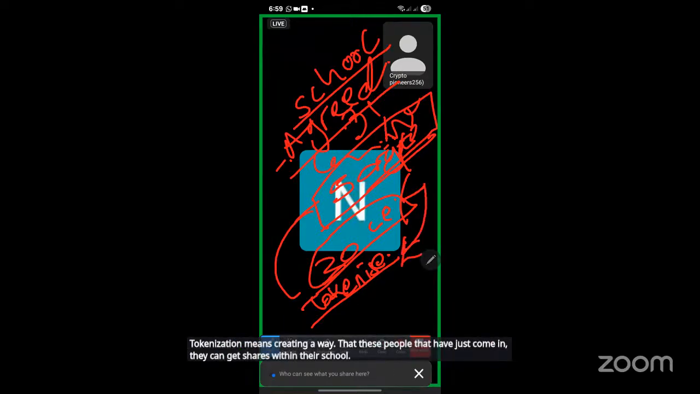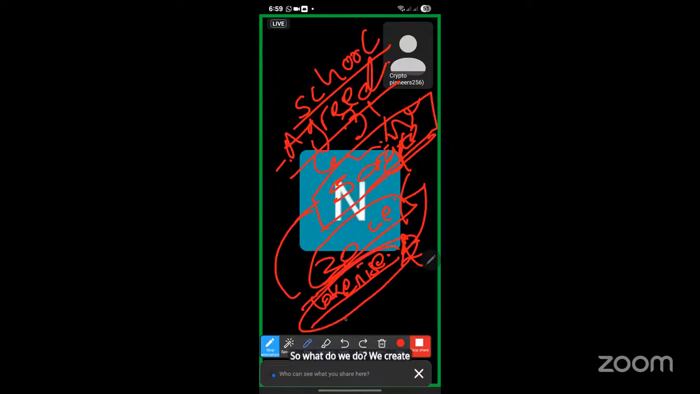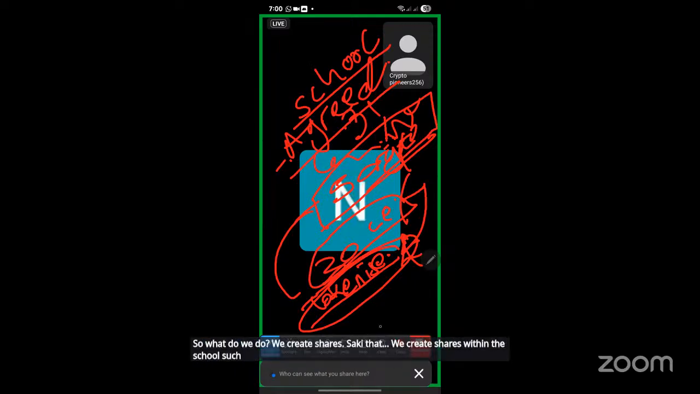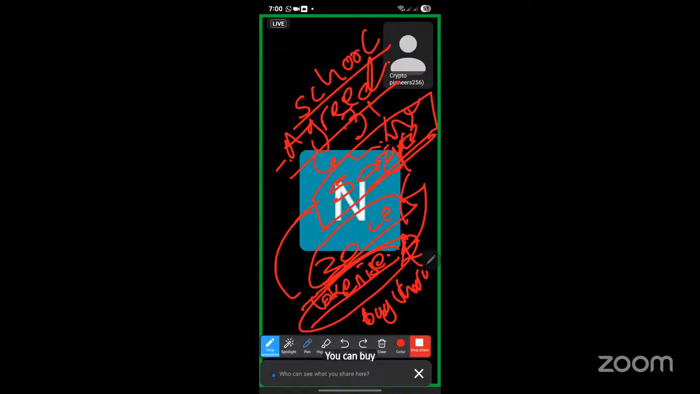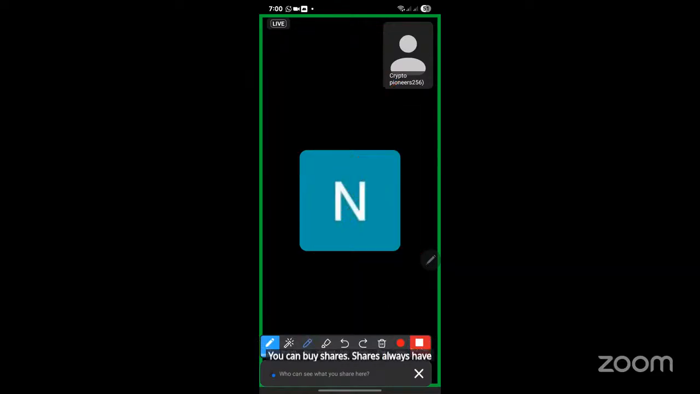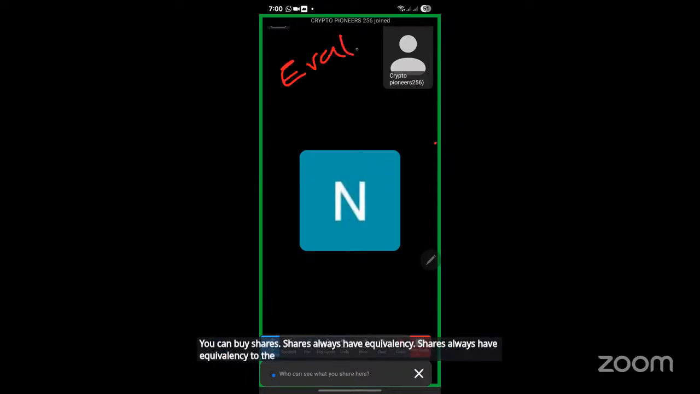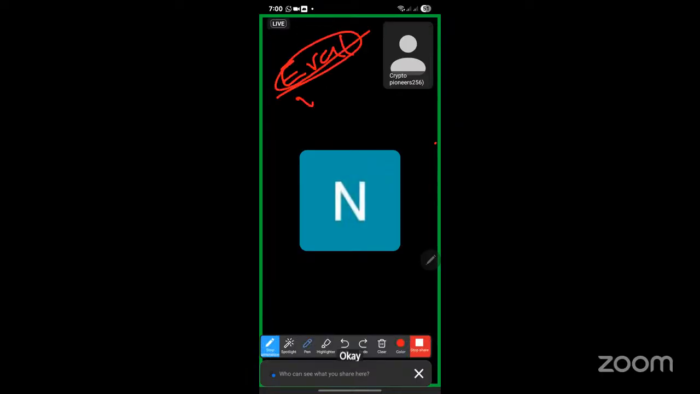So what we do, we create shares within the school such that you, the new members, can buy these shares. Shares always have equivalency to the original value of the school.